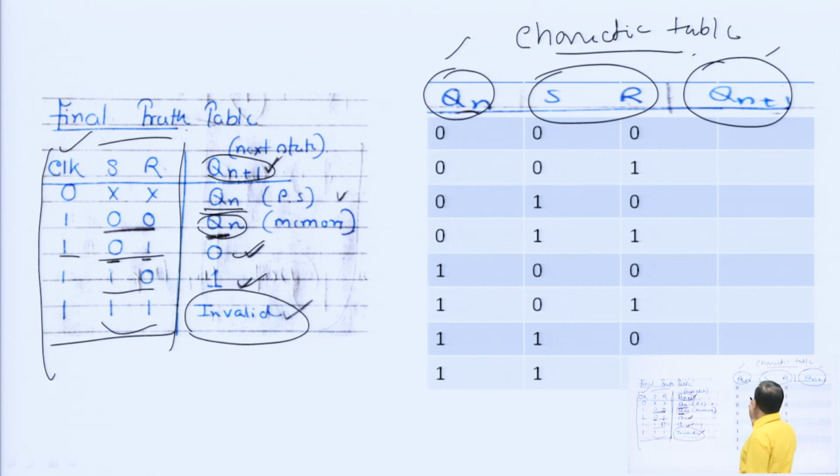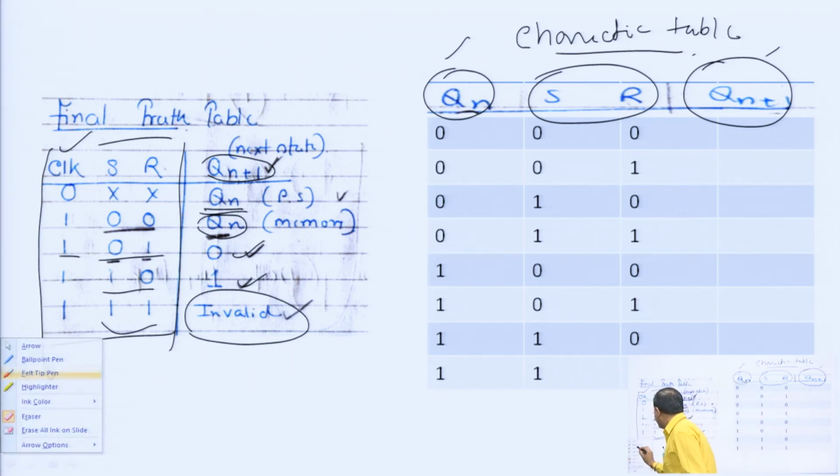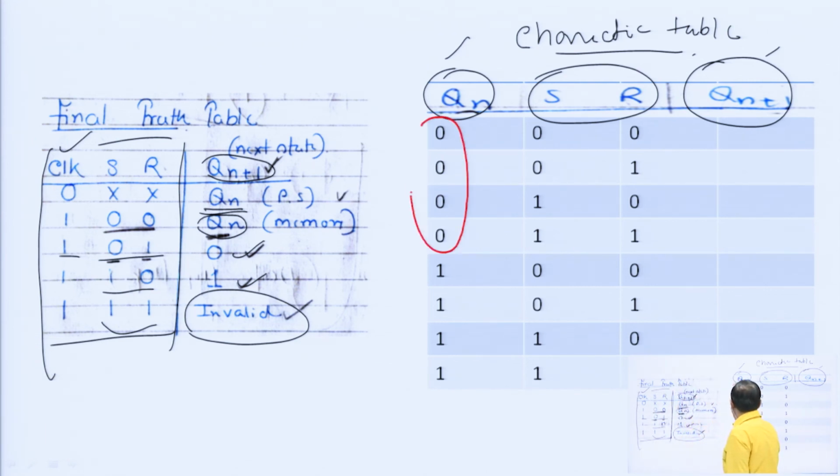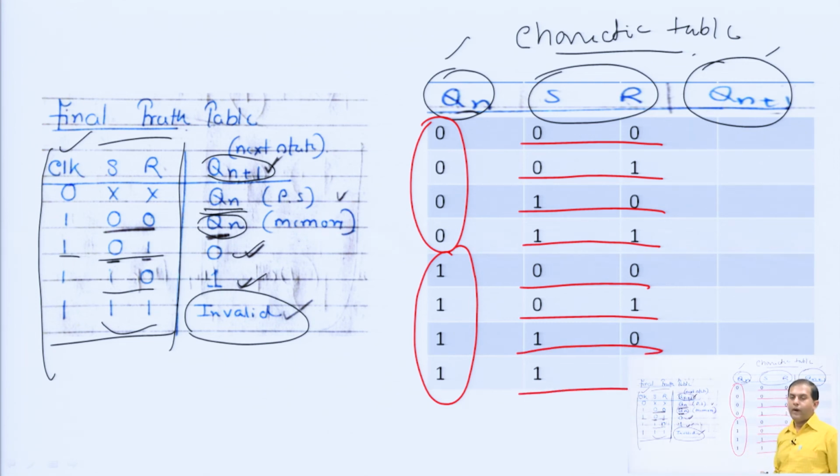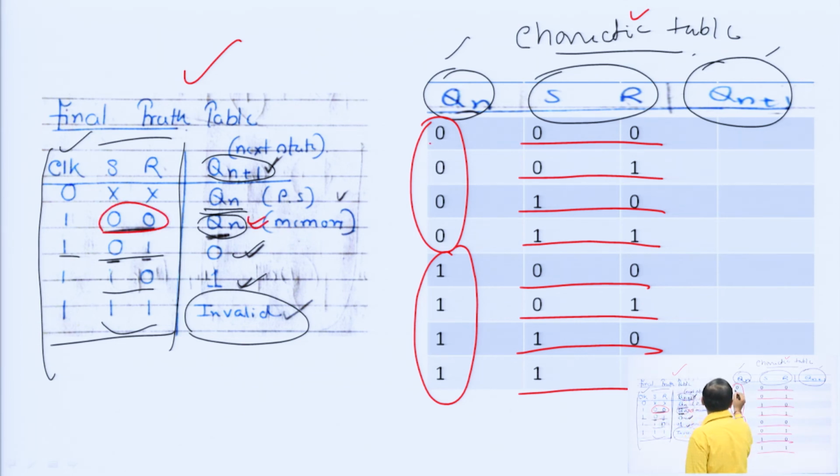Qn, the present state, can be in 4 conditions, with 4 input combinations each: 0 0, 0 1, 1 0, 1 1, and again Qn will be 1, with the 4 conditions 0 0, 0 1, 1 0, 1 1. Let us make the characteristic table from this table. When S and R are 0 0, Qn plus 1 will be Qn. Here the value of Qn is 0, so we write 0.